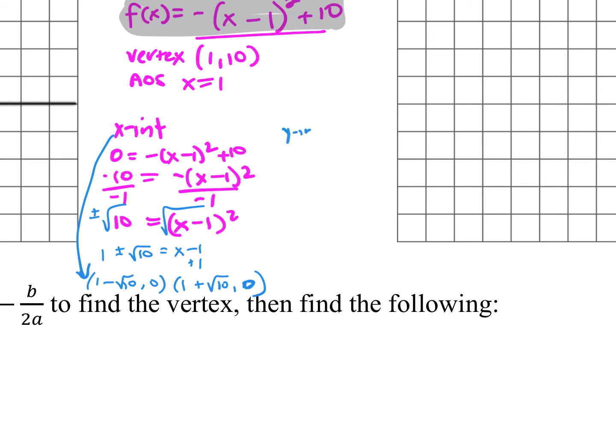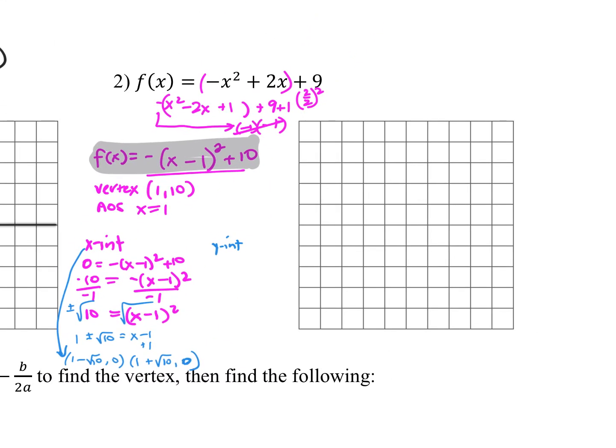And then the y-intercept, again, is easier from vertex or general form. This would be 0, 9. I've got to go all the way up to 10, so I'm going to go by 2s. 2, 4, 6, 8, 10. My vertex is 1, 10, so I can also go by 1 here, and then 10. My y-intercept is at 9.